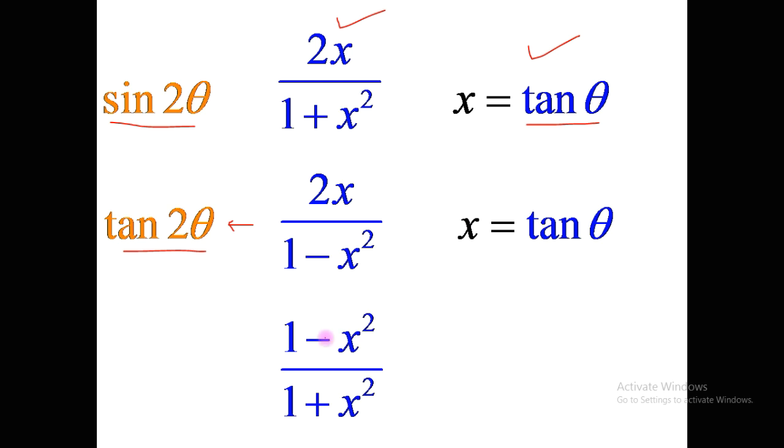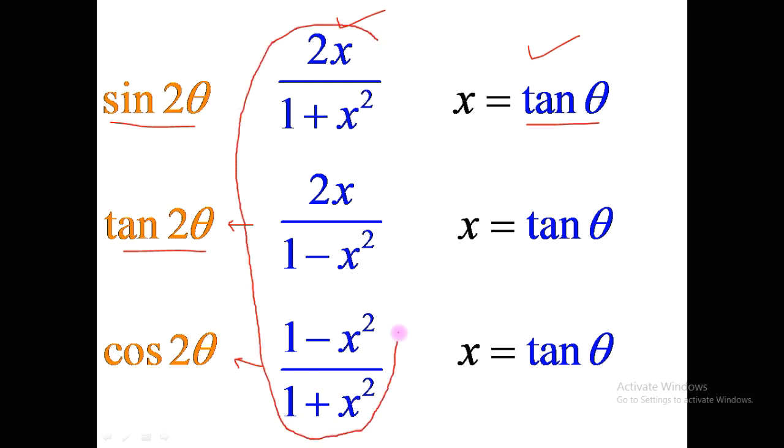Or one more form, 1 minus x square upon 1 plus x square. This was the formula for cos 2 theta. Taking x as tan theta, if I keep tan theta over here, you may recall that cos 2 theta has 4 formulas, out of which this was the fourth formula, that 1 minus tan square theta upon 1 plus tan square theta is nothing but cos of 2 theta. In all of these forms, we are going to replace x by tan theta.